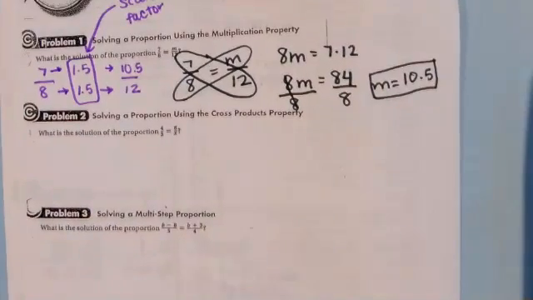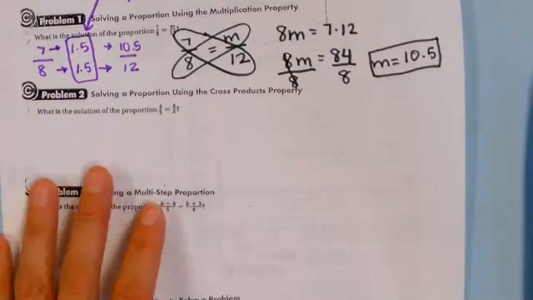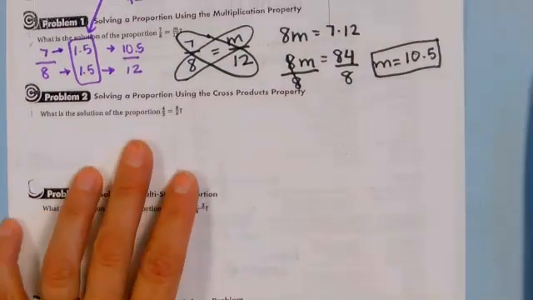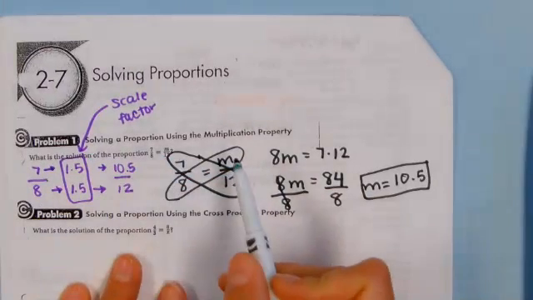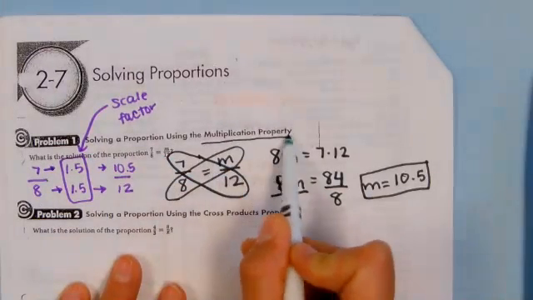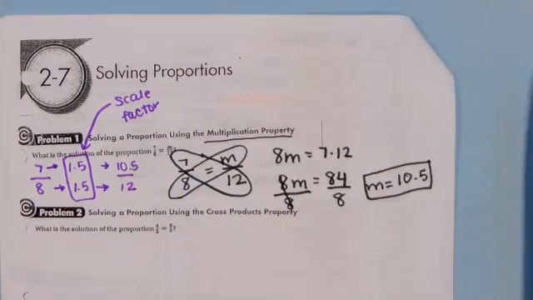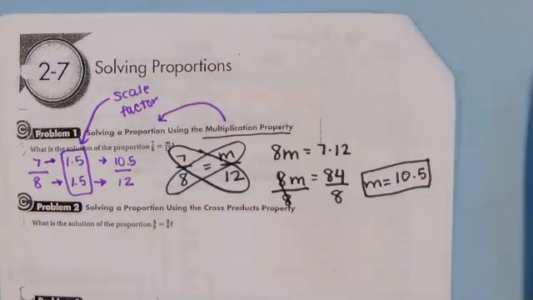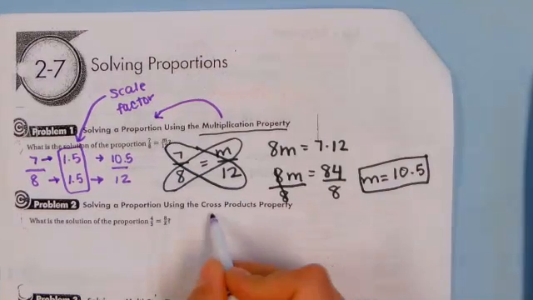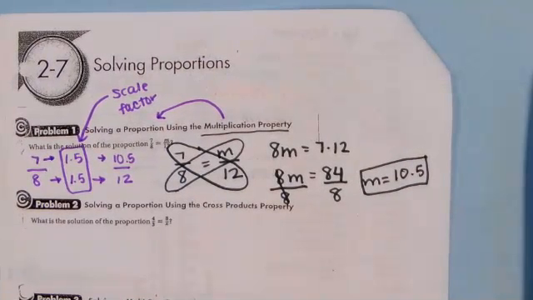So there, again, are two ways that you can do this. I'm sorry, I didn't even read the directions. It says use the multiplication property. That's our way in purple. That's the multiplication property if specifically we wanted to do that. This one says use the cross products property. But again, I'm going to show you both, okay?